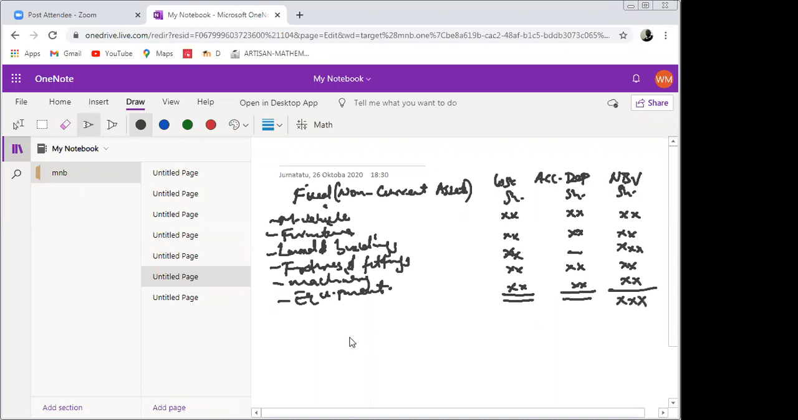After having the fixed assets net book value total, you proceed to the current assets. Current assets, we normally have things like inventory. And the inventory that we normally use here is the closing inventory or the closing stock. You put them in the second column. We normally have things like the debtors or accounts receivable.